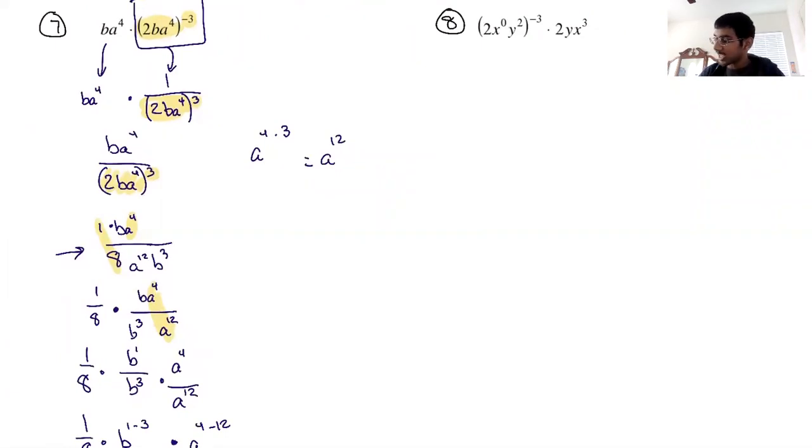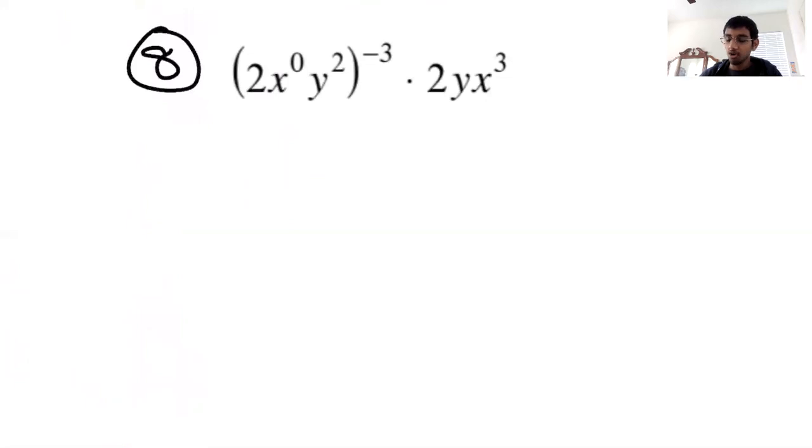So now let's start off with our last problem. We have 2x to the 0 y squared inside parentheses to the negative third, times 2yx cubed. Okay, another tongue twister. These are all tongue twisters for me to say. So what can I do here?